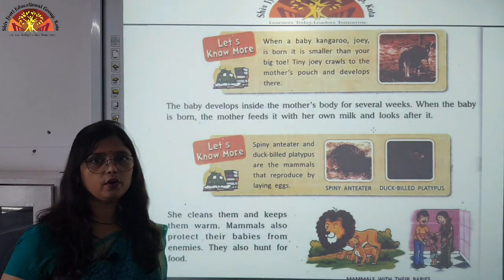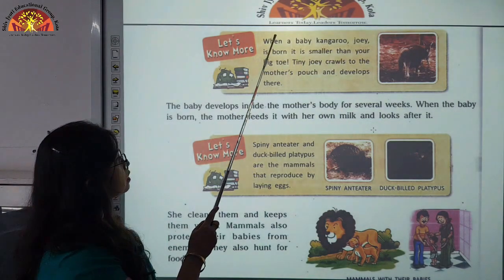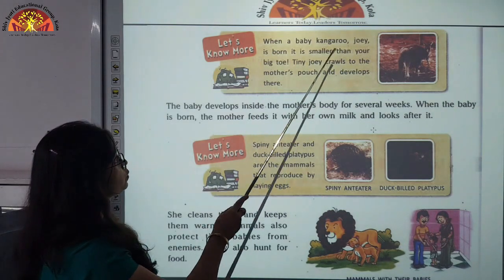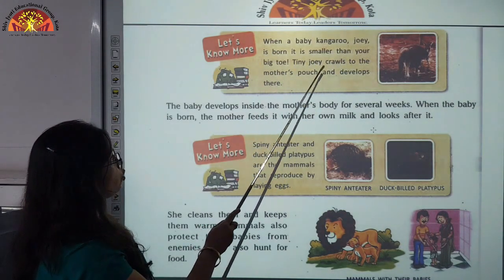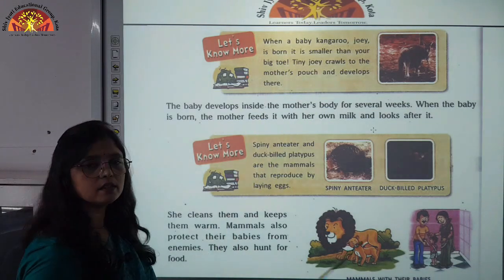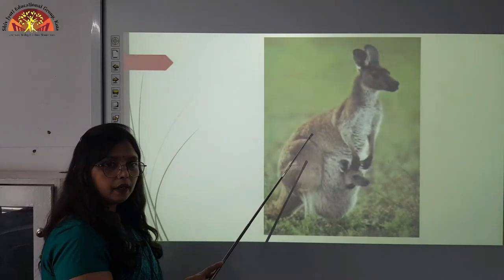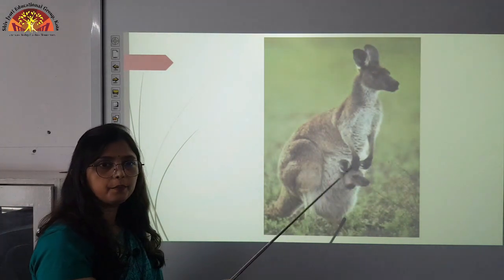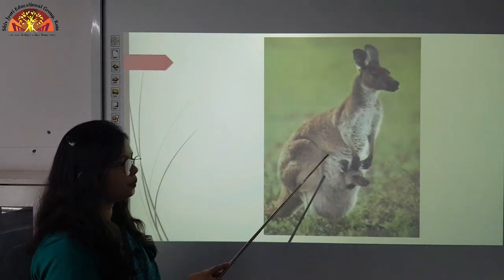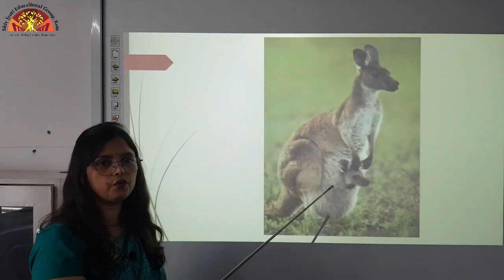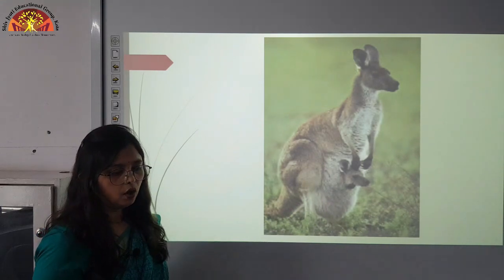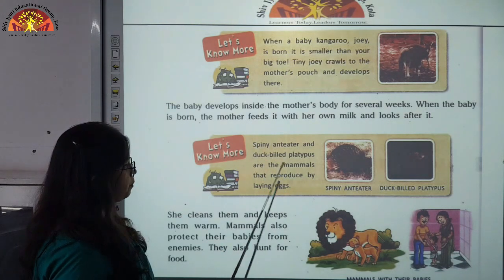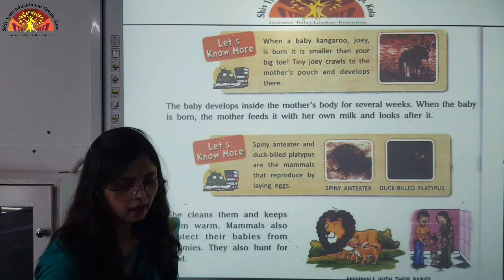Now children, there are some more examples of mammals, like first, kangaroo. When a baby kangaroo, which is called a Joey, is born, it is smaller than your big toe. So the tiny Joey crawls to the mother's pouch and develops. See children, this is a kangaroo and this is a baby kangaroo, which is called a Joey. After birth, it enters into the pouch present on the mother's body and it grows over there inside this pouch only. Okay.